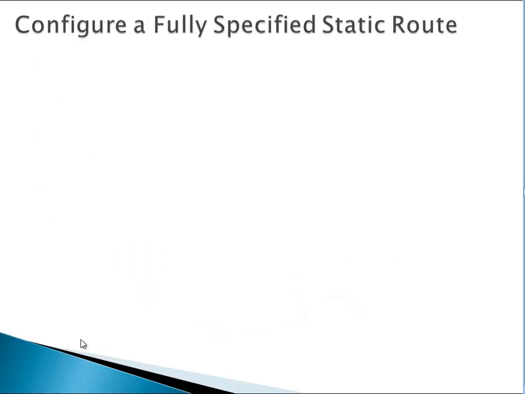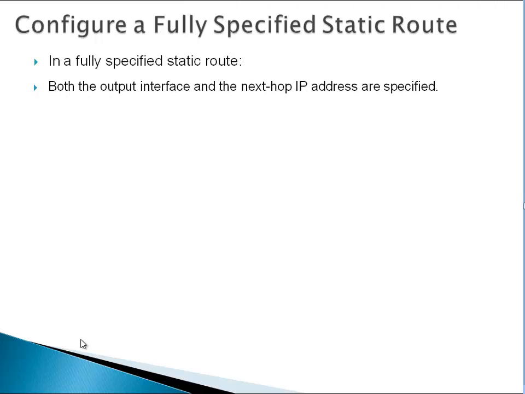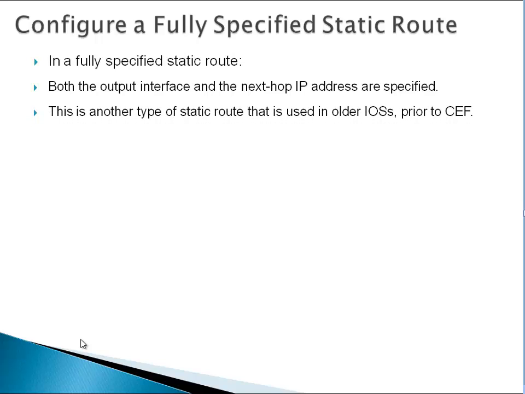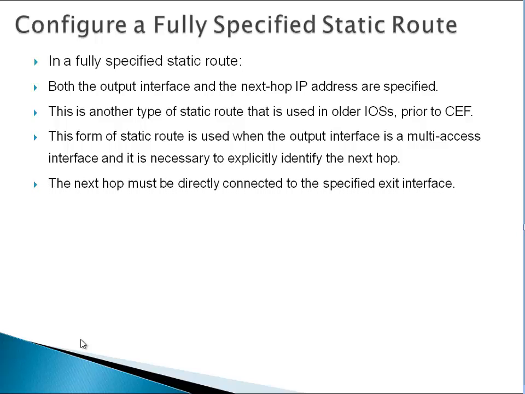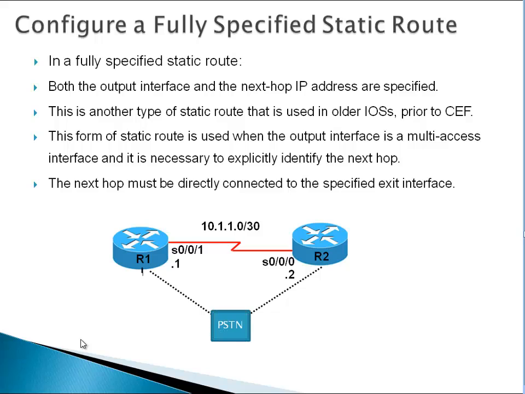Configure a fully specified static route. For example, in a fully specified static route, both the output interface and the next hop IP address are specified. This is another type of static route that is used for older IOSs prior to CEF. This form of static route is used when the output interface is a multi-access interface and it's necessary to explicitly identify the next hop address. The next hop must be directly connected to the specified exit interface. For example, in this case, we are using both the exit interface and the IP address of the next hop router.